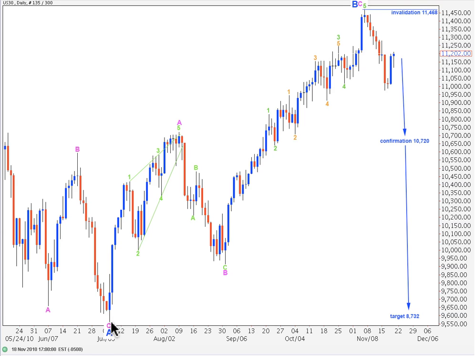this low here, labelled A blue, because if it fails to do so, this whole structure would be a very, very rare running flat correction. I've only ever seen one of those, so the likelihood of it ending below this point here is extremely high indeed, and probably down towards this target. Any movement above 11,468 will invalidate this wave count and confirm the main wave count. At that stage, we'll only have one daily wave count for the Dow.